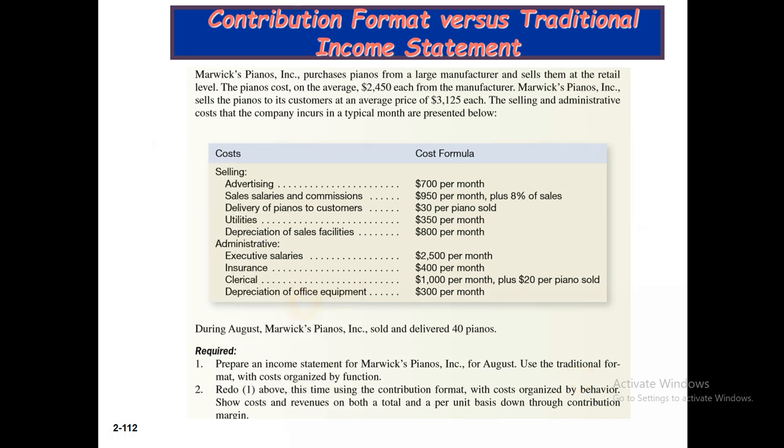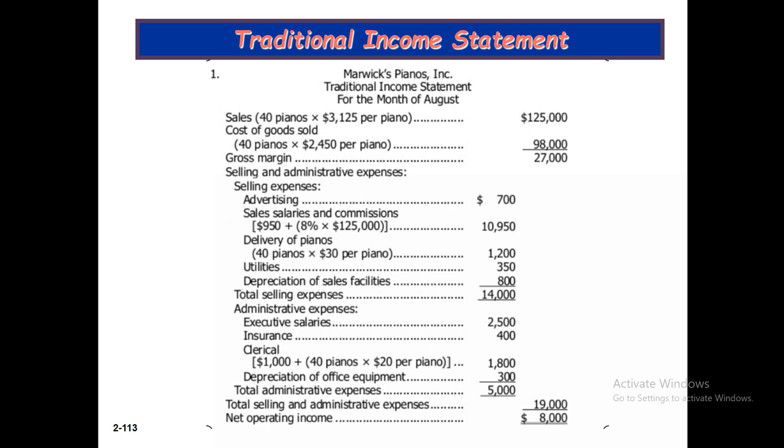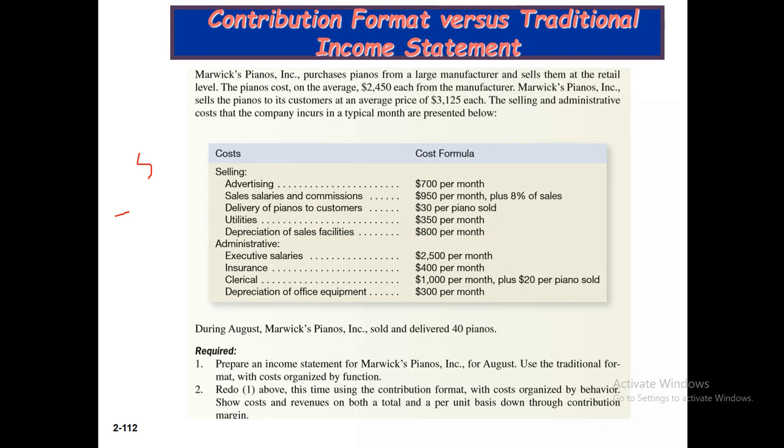very easy to understand: sales minus cost of goods sold. Then we get the gross margin, and from gross margin we reduce the selling and administrative expense. That means this is the selling expense and this is the administrative expense, and then we get the net operating income. So this is the traditional income statement format. So here we look at sales of 40 pianos, and per piano this is the selling price.